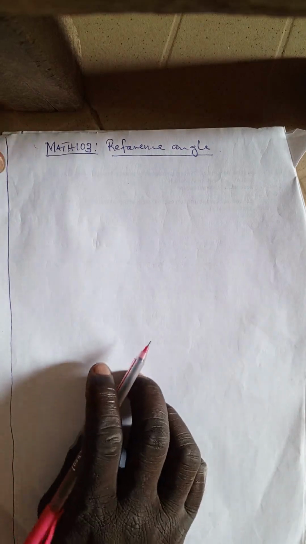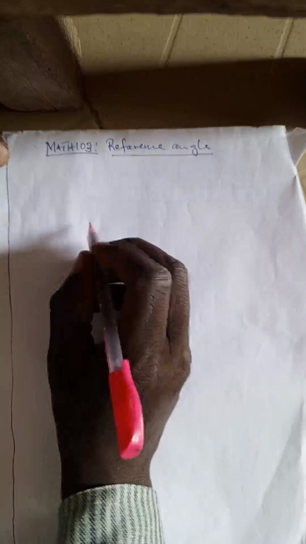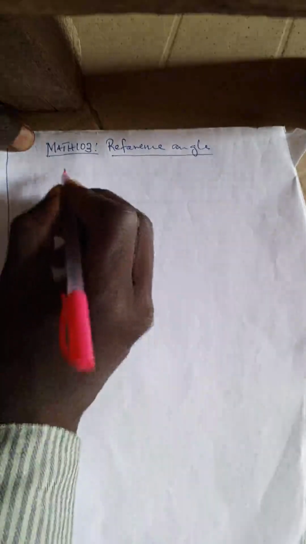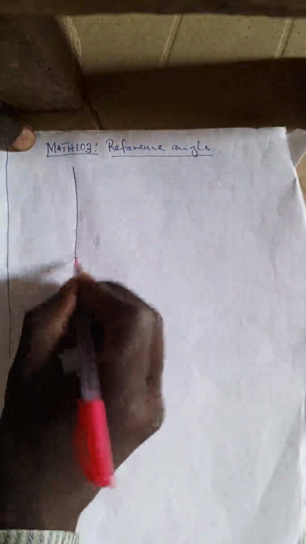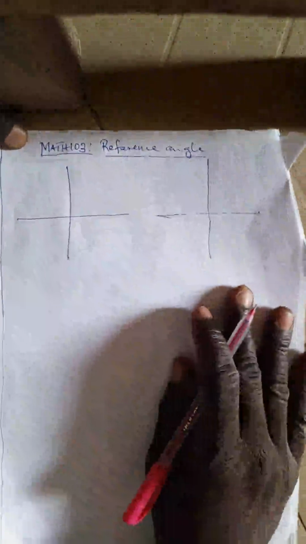As you can see, our topic today is reference angle, and the course is Maths 103, Trigonometry and Coordinate Geometry. In today's video, we are going to look at reference angles, and we look at the following diagrams. So this is the Cartesian coordinate. Let me draw 2 of them. Of course, we are going to draw 4 for each of the quadrant.